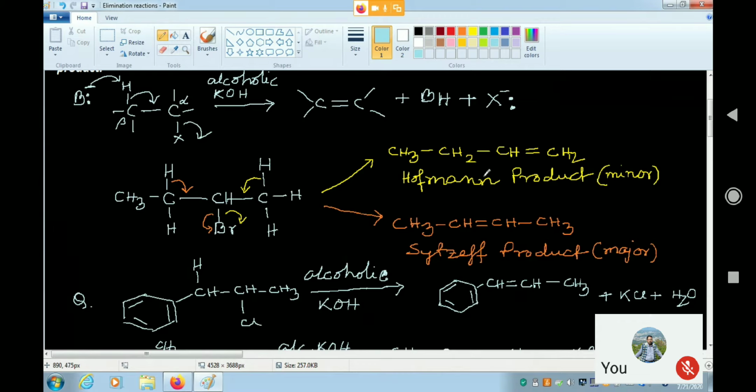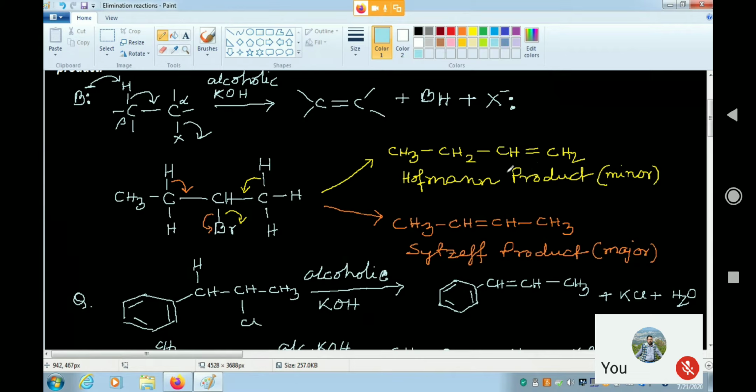One is this Hofmann product. We can follow that here the double bonded carbon is having more number of hydrogen atoms, but in this other compound, which is stated as the Saytzeff product, the double bonded carbon is having fewer hydrogen atoms. That means this is a more substituted alkene and this one is a less substituted alkene.